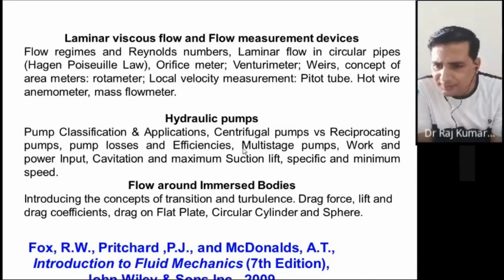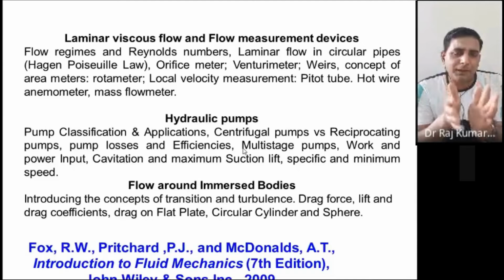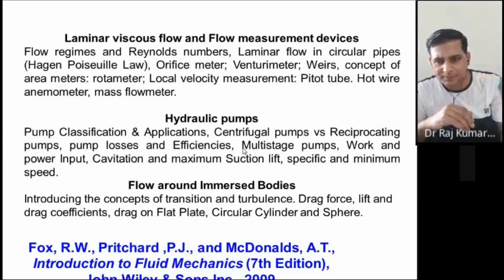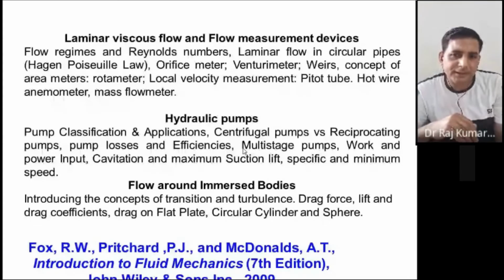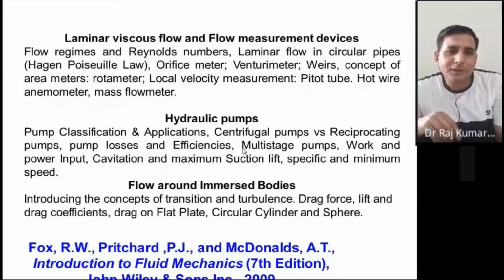Then you have local velocity measurement. Just like in that canal thing, or in the case of the pipe, you want to calculate what would be the velocity at the center, what would be the velocity at the edges, or let's say 2 centimeters away from the center. There's the meter, the pitot tube, which is used to calculate the velocity at a particular point.